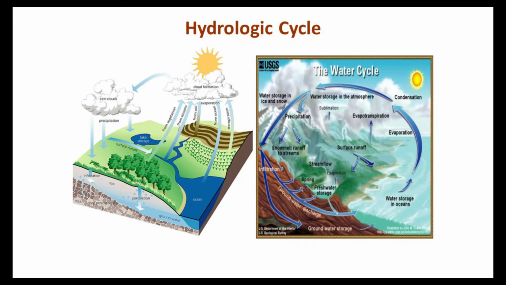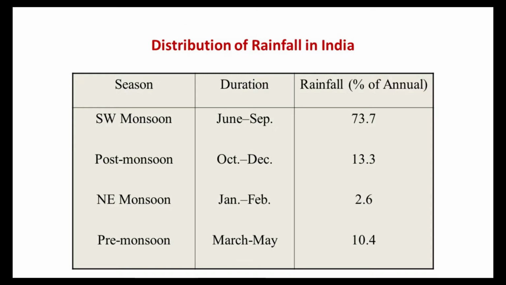If you look at the season-wise distribution of rainfall in India, a majority of the rainfall, about 73.7%, is because of the southwest monsoon during June to September. About 13.3% is received by the post-monsoon, from October to December. About 2.6% is because of the northeast monsoon during January to February, while about 10% we get from the pre-monsoon rains during March to May.